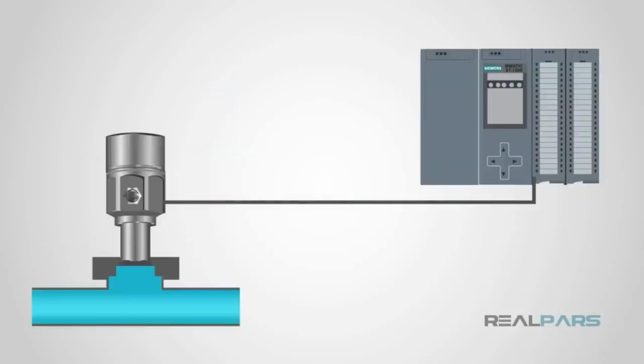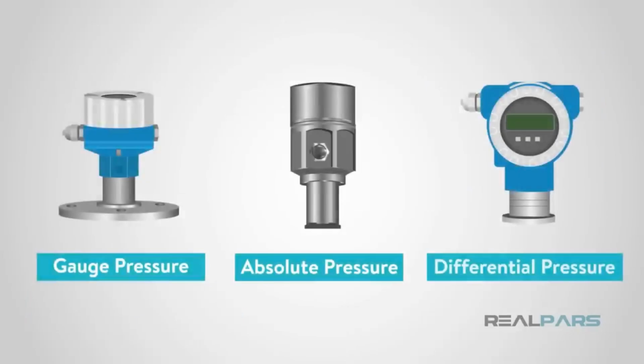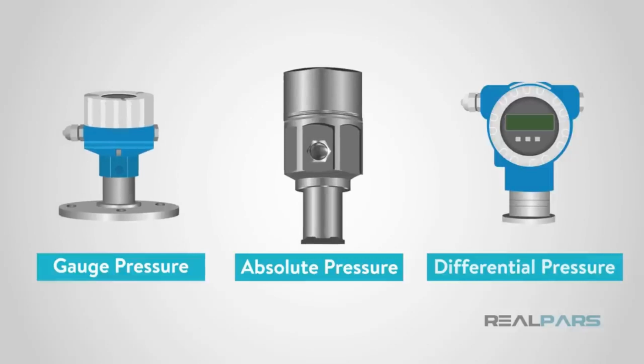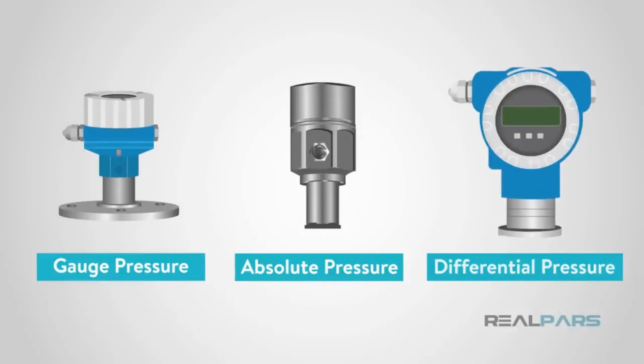Pressure sensors convert the pressure into an electrical signal that can be transmitted and displayed. This is why many sensors are referred to as transmitters. These sensors commonly measure gauge pressure, absolute pressure, and differential pressure. Gauge pressure is measured against the atmospheric pressure. Absolute is measured against a vacuum, and the differential pressure is the difference between two pressures.